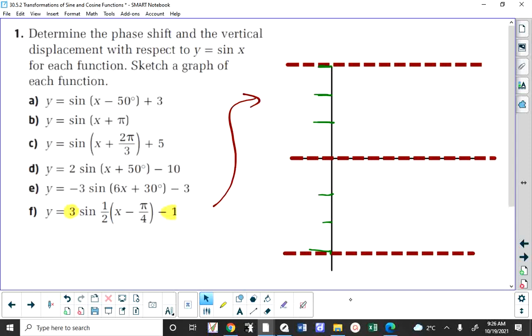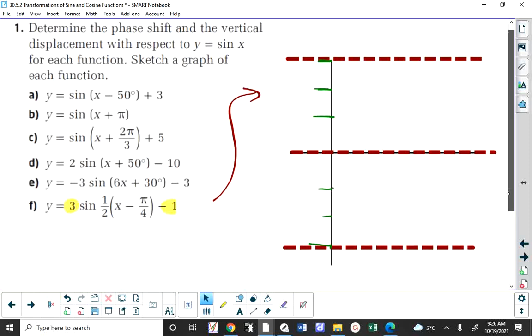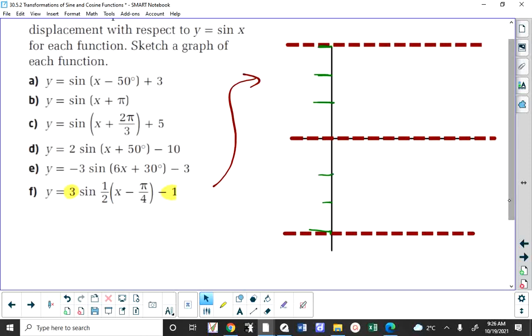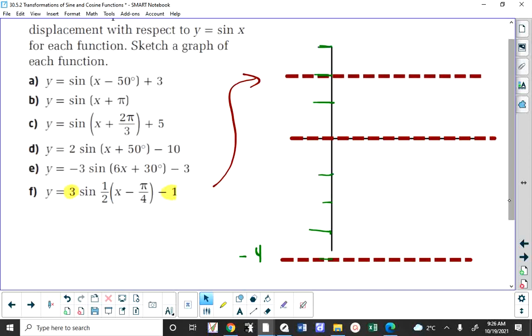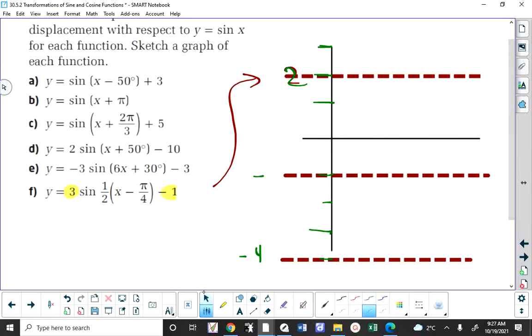And then I know that the half does something horizontally to the graph. But I don't care about that because at some point everything is shifted down 1. And if everything is shifted down 1, what that means is that the lowest point is now going to be at -4, and the highest point is going to be at 2. And the middle of the graph is going to be at -1.